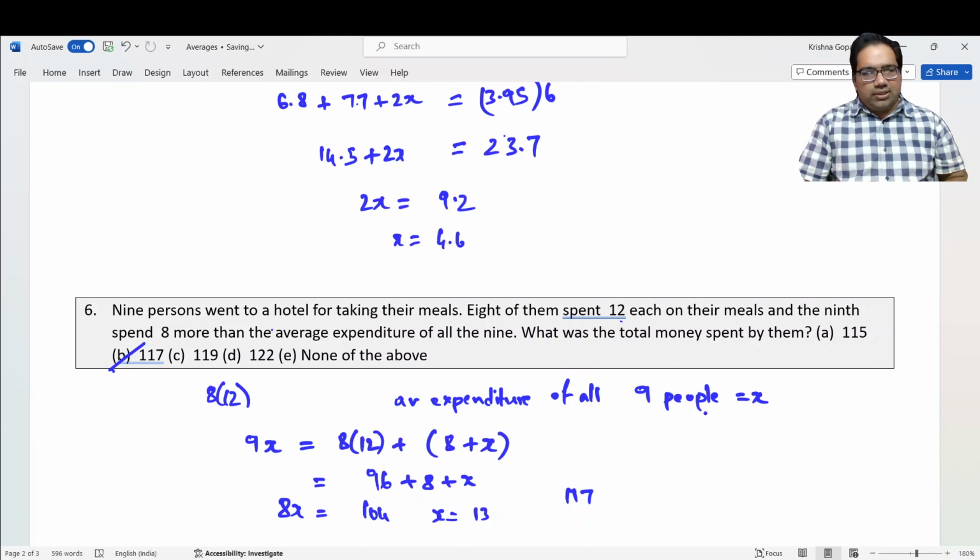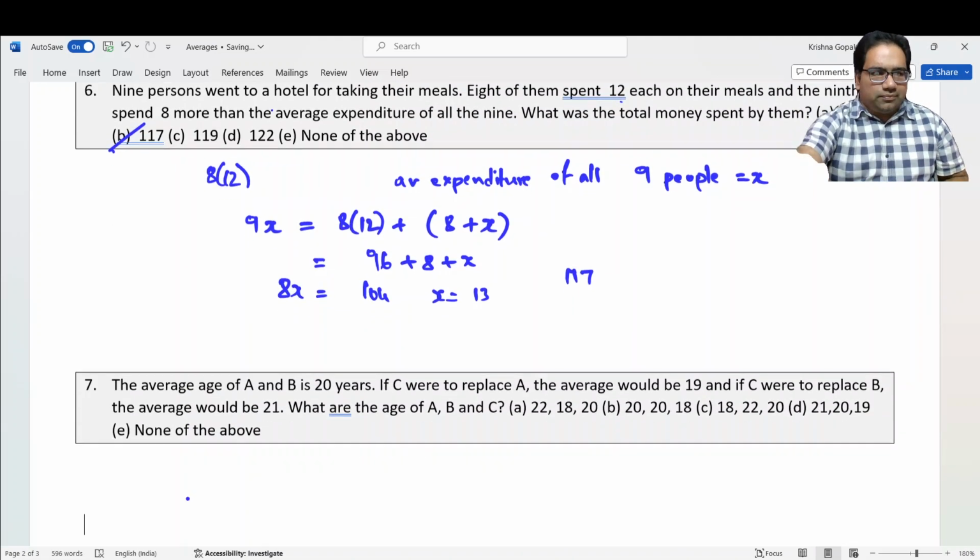What we have done: we assumed the average expenditure as X. Then it's only about writing this equation. 9X is the total spent. Total spent equals whatever 8 people have spent together, 8 into 12, plus whatever the ninth guy has spent. The ninth guy has spent, on average, X, plus he has spent 8 more. So 96 plus 8 plus X is equal to 9X. That means 9X minus X, which is 8X, is equal to 96 plus 8, which is 104, so X equals 13. Okay. So this is also an easy problem. Next one.